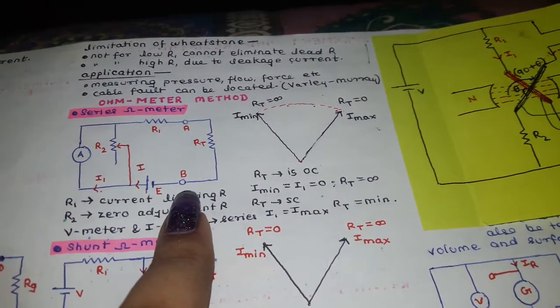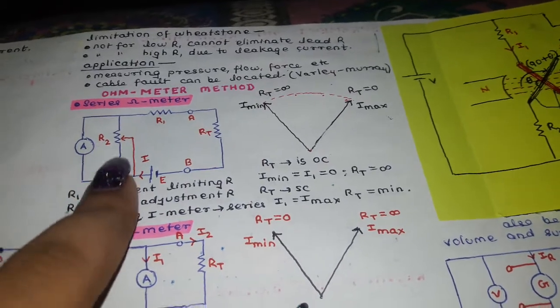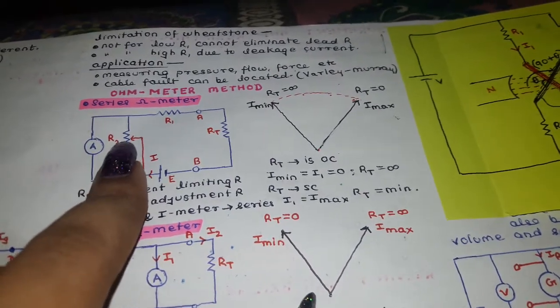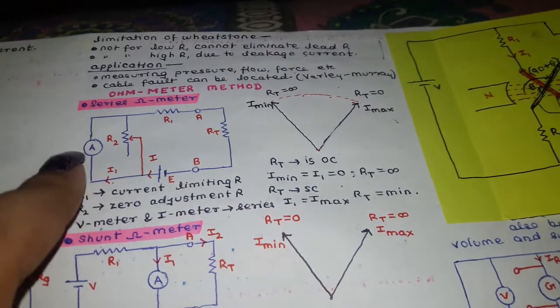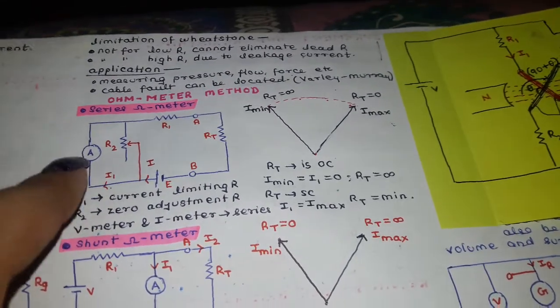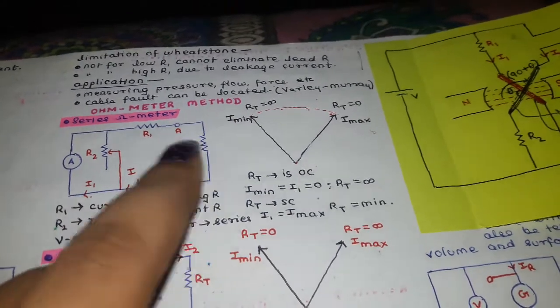Now what we are doing is we are eliminating this particular resistance and shorting the terminals AB. Now we are adjusting this R2 resistance in such a way that the same deflection is shown in this ammeter, the same reading comes out. Only then you can know that this particular resistance is equal to this, because this resistance is already known.